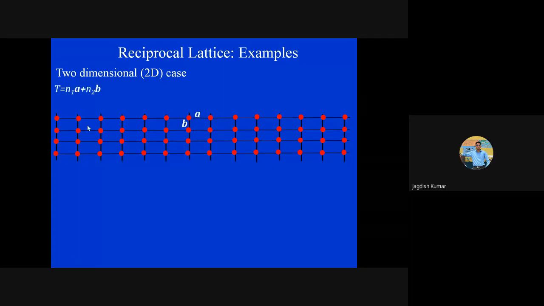So what will be the translational operations with respect to which this lattice is invariant? This is going to be the translation operations in the 2D case: n1 into A plus n2 into B, where n1 and n2 are some integers. If I take n1, n2 to be 0, I will be at this point. If I take n1 equals 1, n2 equals 0, I will be at this point. Whether I am at this point or at this point, the things are totally undifferentiable. If I take n1 equal to 2, n2 equal to 0, I am here.